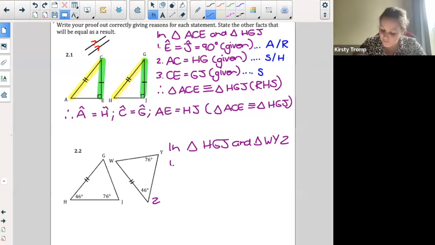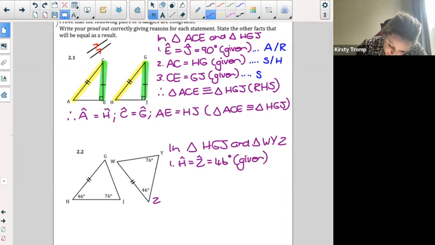Right, let's go. First reason, what have you got? Angle H is equal to angle Z. Well done. Angle H is equal to angle Z, and it's always good to tell them what it's equal to, hey? So it's equal to 46 degrees. Do you agree? 46. Why? It is given. Thank you. Well done.